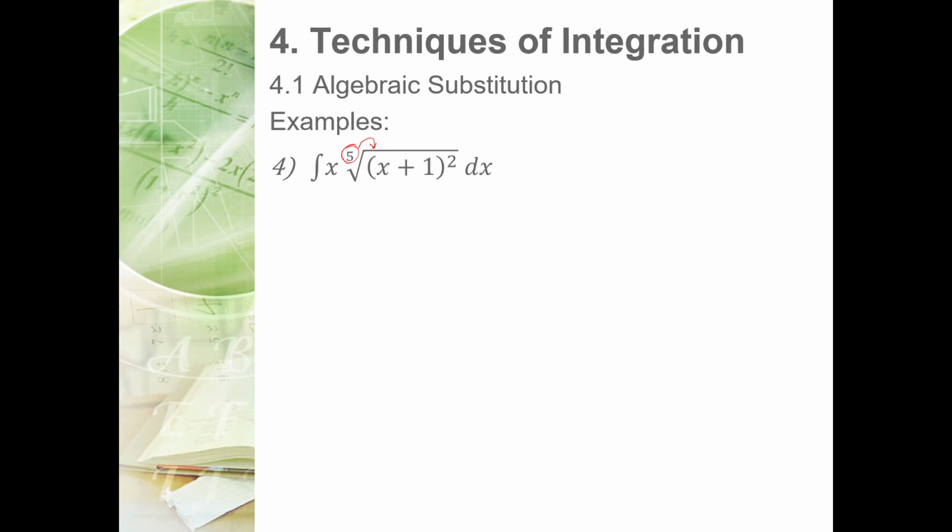So again, we try to eliminate the radical expression. If you're going to express this one in exponential form, this would be x times (x plus 1)^(2/5) dx. So 2/5 there, 2/5. Okay.